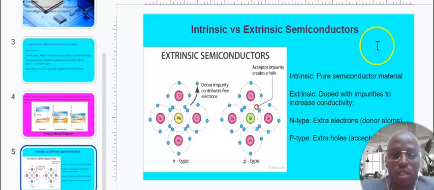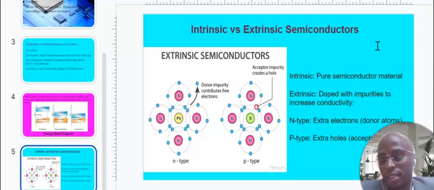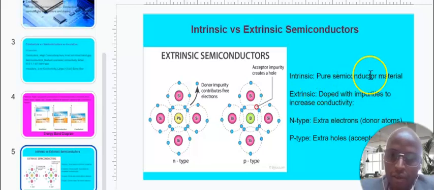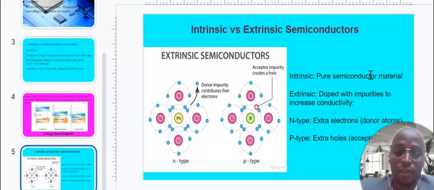Finally, semiconductors are generally categorized into two: intrinsic semiconductors and extrinsic semiconductors. Intrinsic semiconductors are pure semiconductor materials, while extrinsic are materials that have been doped with impurities in order to increase or alter their conductivity properties. Further, extrinsic semiconductors are categorized into two. We have N-type extrinsic semiconductor and P-type extrinsic semiconductor, as seen within this lattice.